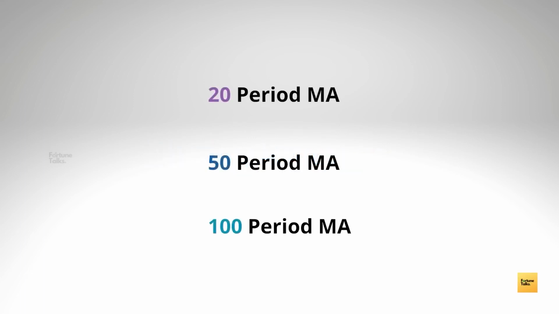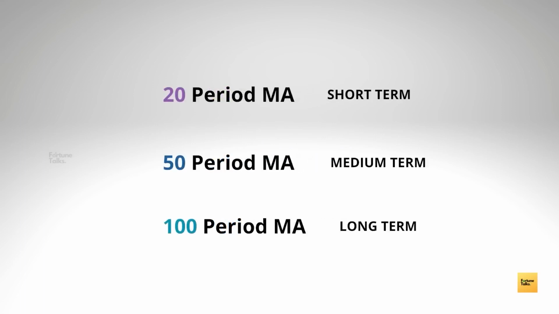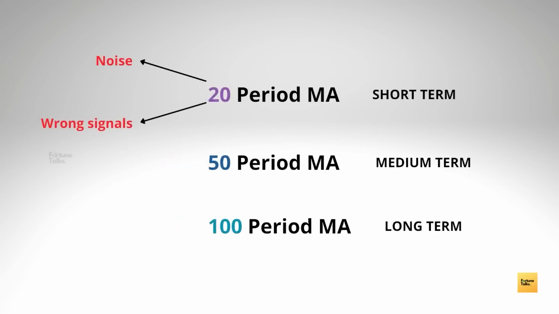You could use a 20 period, a 50 period or even a 100 period moving average. It does not really matter, and it comes down to whether you are a short-term trader or a long-term trader. Now, short-term traders generally use shorter moving averages to get the trade signals quicker. And of course, shorter moving averages are more vulnerable to a lot of noise and wrong signals.